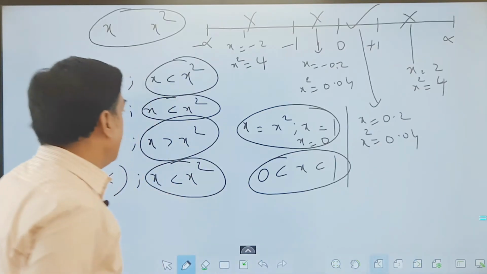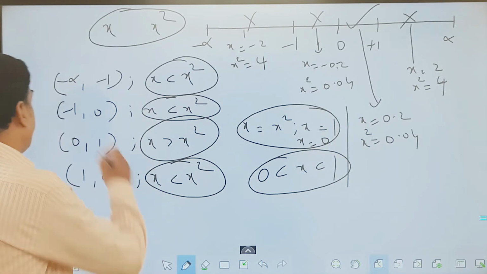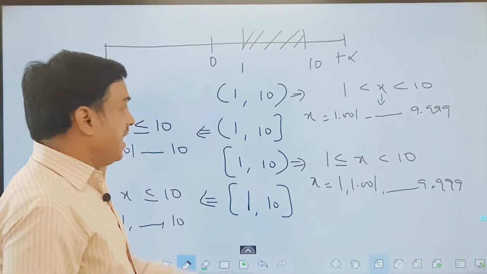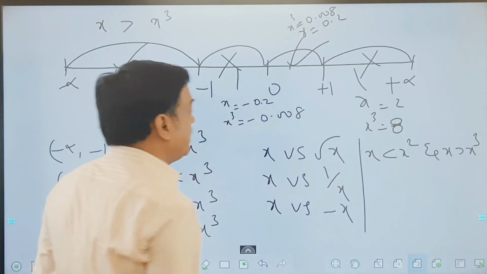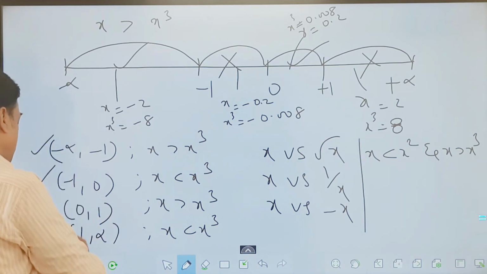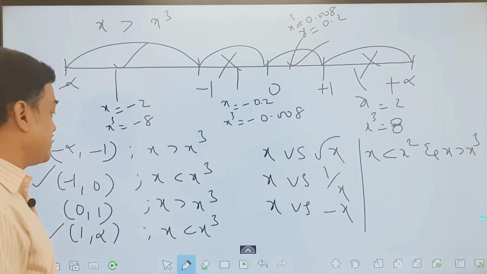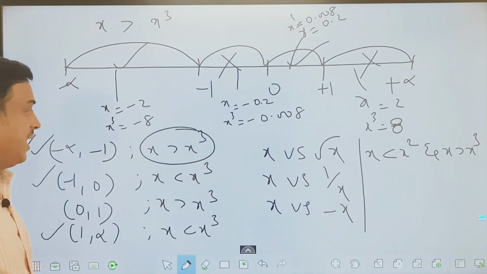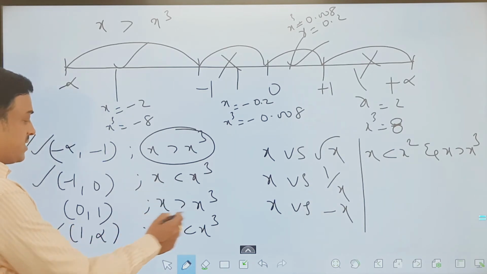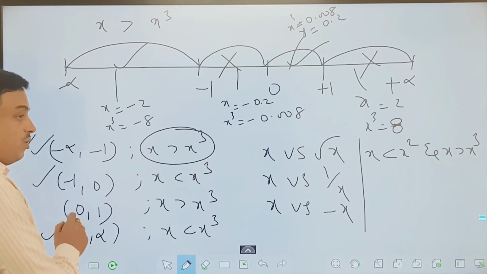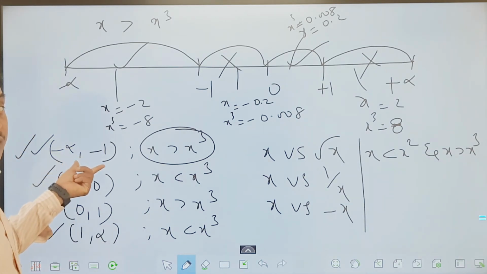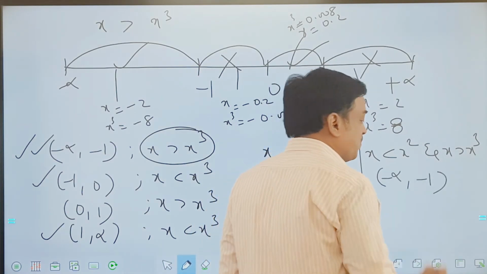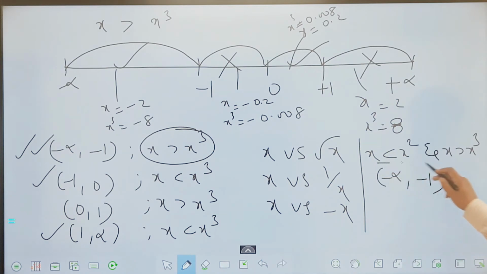Please understand again, x less than x square I'll find here, here and here, in these 3 ranges, correct? So I'll take the same thing, friends. Also I want x greater than x cube. x greater than x cube I'll have here, in this condition. So 2 conditions are satisfied in only the range of minus infinity to minus 1. So here the answer is minus infinity to minus 1, the range where you'll find both these conditions satisfied.